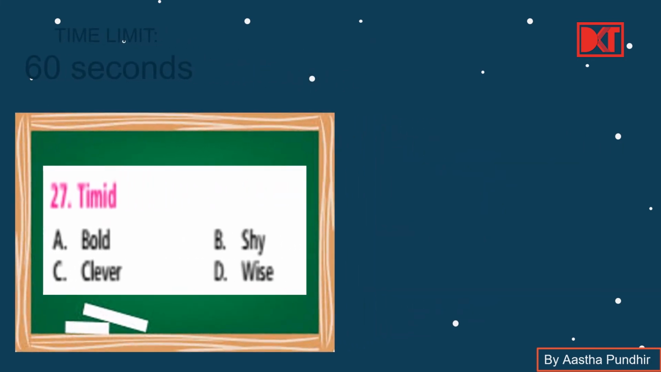Alright, the next word we have is timid. Here the options are bold, shy, clever and wise. So here timid is someone who's shy. So the antonym is bold. Shy could be a synonym. Clever could be synonymous to bold in one sense.